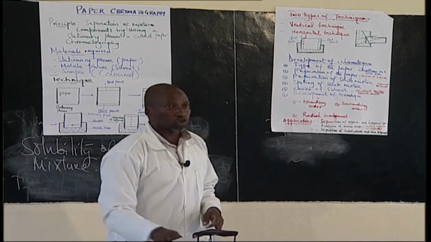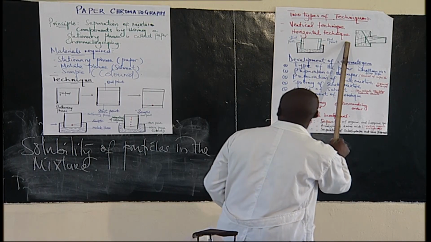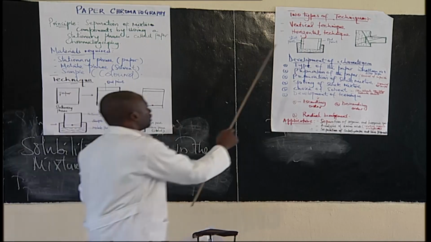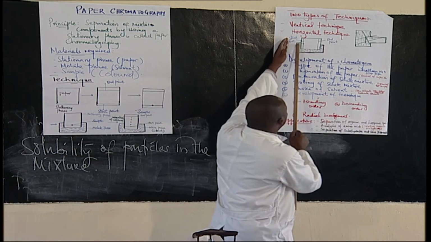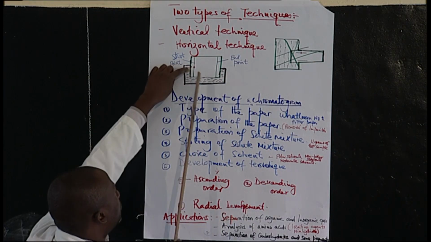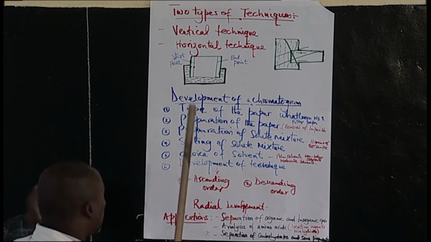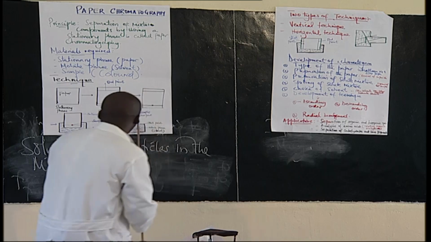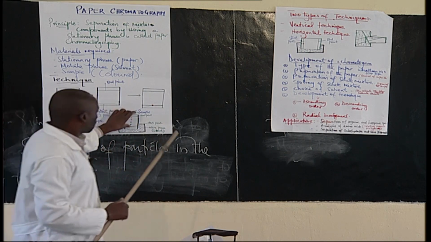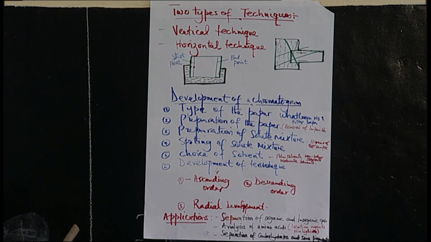So we have the horizontal technique and the vertical technique. The vertical technique is this one, which was moving. The horizontal technique is this one, whereby you have the sample here, so it will be moving in a horizontal direction. This paper, the whole of this paper, after separation, is what we call a chromatogram. So how is the chromatogram prepared?